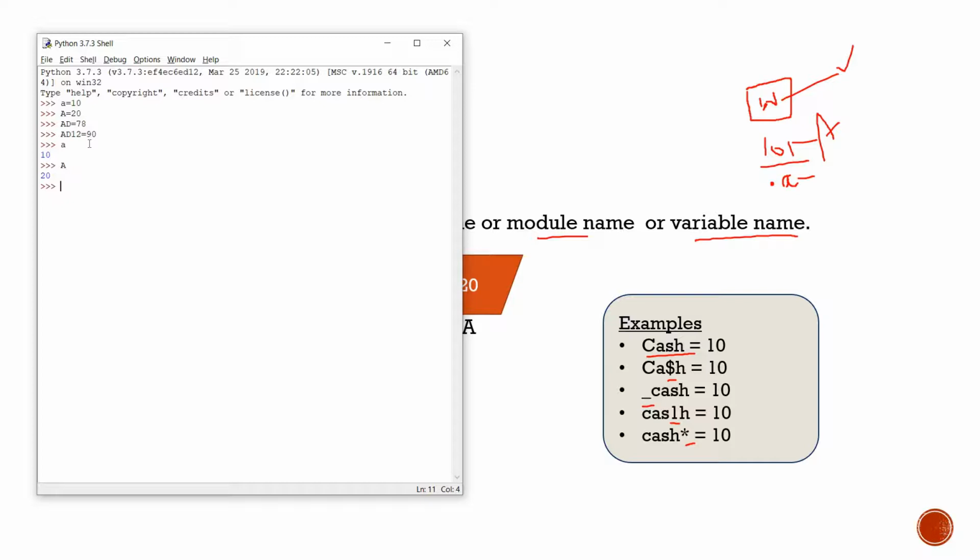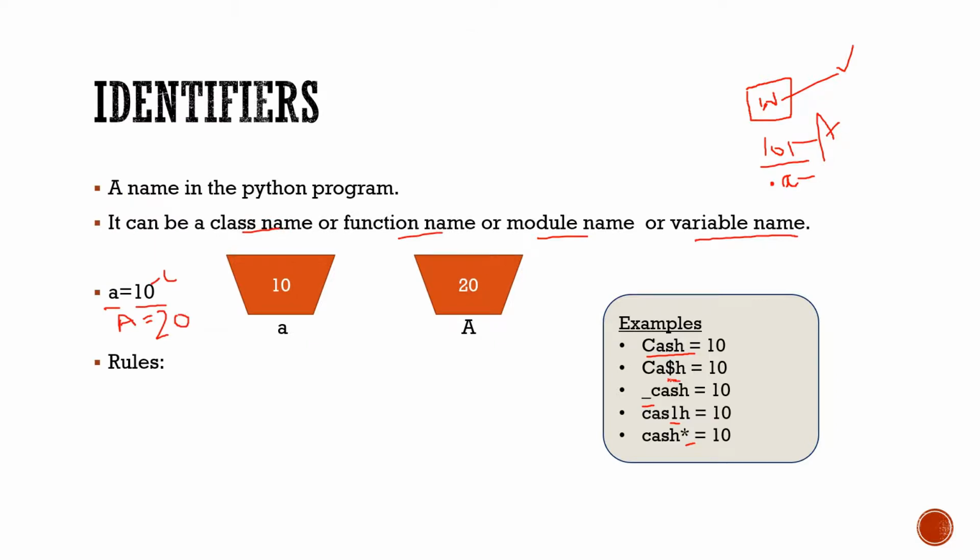Now I try to use the dollar symbol. Cash, and let's see, dollar 10. It is giving me a syntax error. Why is it giving me a syntax error? Because dollar is not used in identifiers in Python. So this is an invalid identifier.